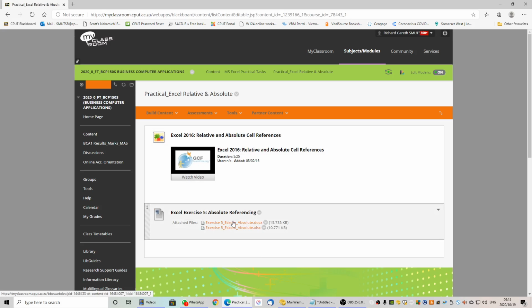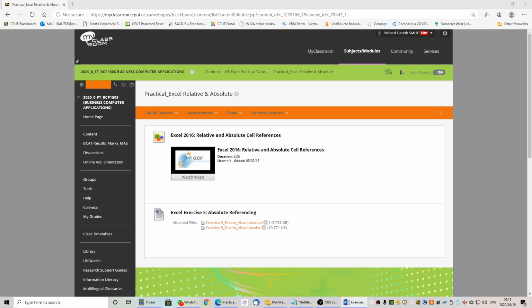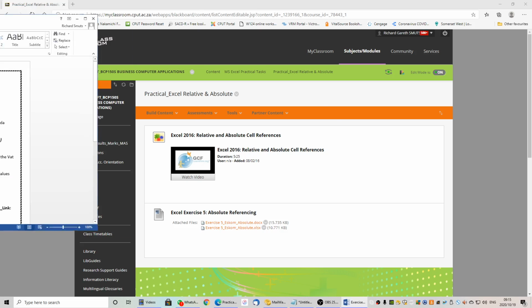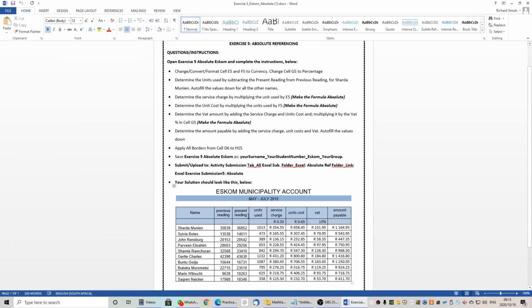So one short exercise today. It's an Eskom electricity bill. Let me download the question paper that gives you the instructions. It's just opening. And we can take a brief look at this. When we are finished, it will be an Eskom municipality account. Please, students, be careful of the basic mathematics. It's very easy to become confused with your basic mathematics, which means that your final amount payable is not going to be correct.